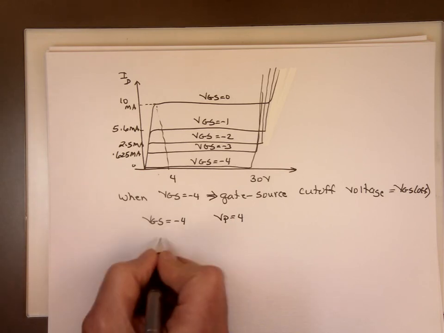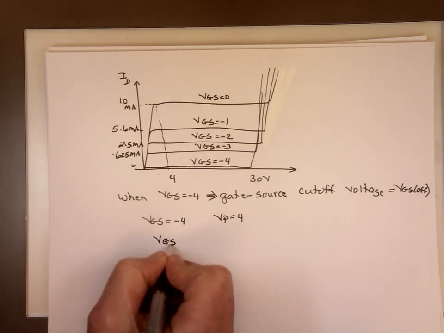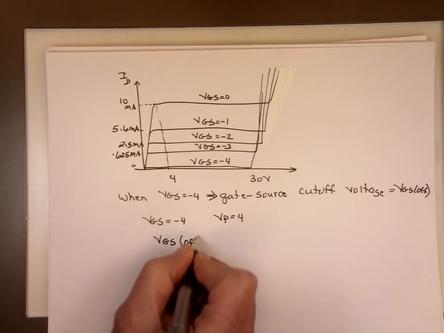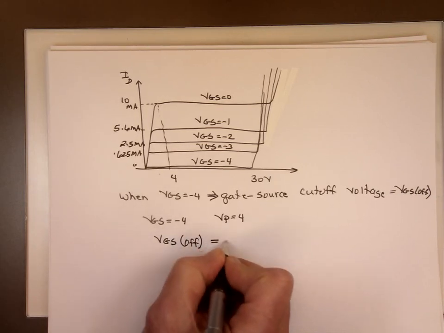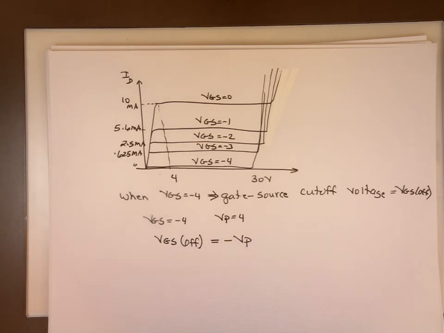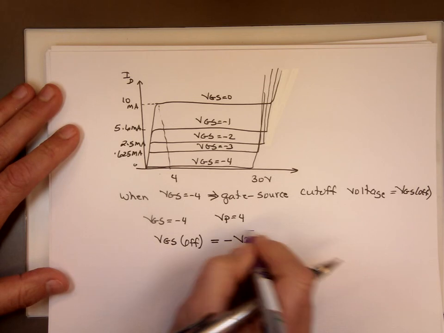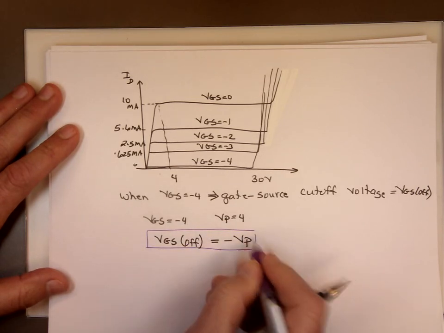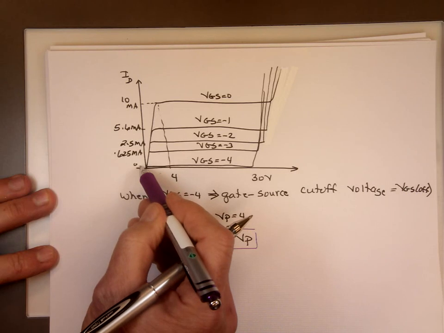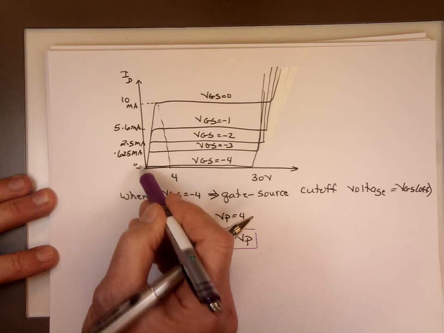VGS, when we're talking about the off value, that's when the current is 0, is always equal to negative VP, the pinch-off voltage. So this is always the case. This was not by guessing here or just from that picture it looks good. This value, which will give you 0 current, ID current, that voltage VGS will have to be the pinch-off.